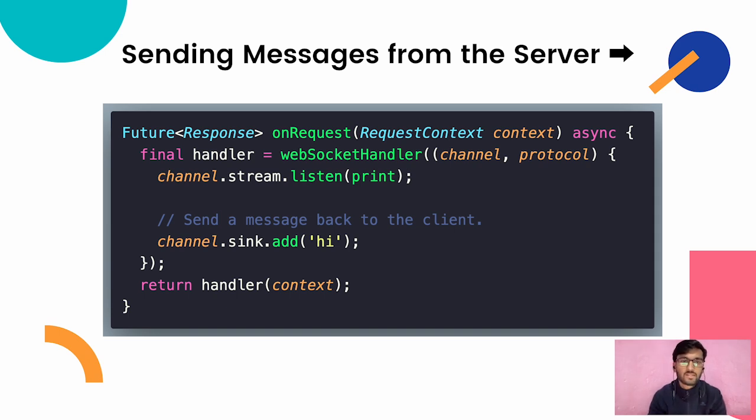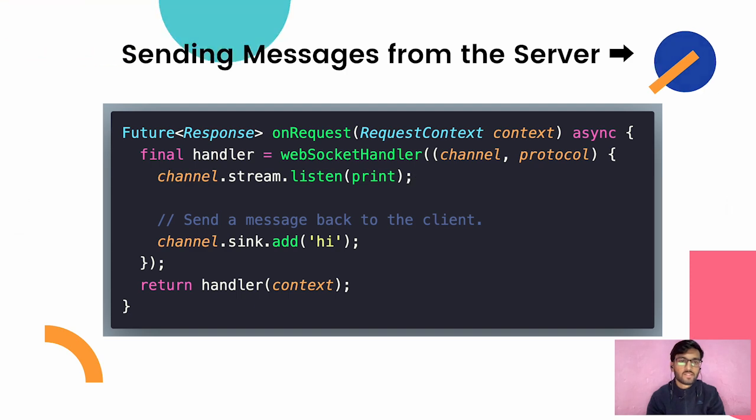And now we'll see how we can send messages from our server to the client with the help of WebSockets. We will subscribe to this stream with the help of channel.stream.listen. If we get any data from the front end, we will just print it, or we can also do some other operations. And we can also pass data from our backend to the client with the help of the sink.add method. It will pass this message to our client. So in this way, we can send messages from our server to the client.